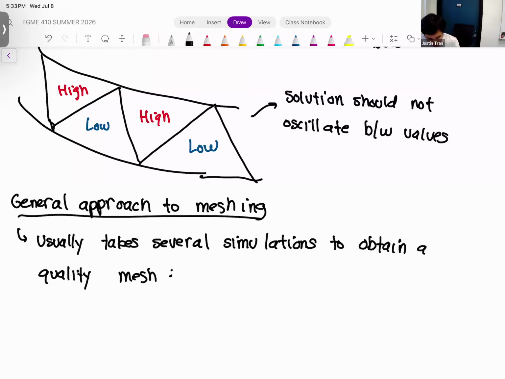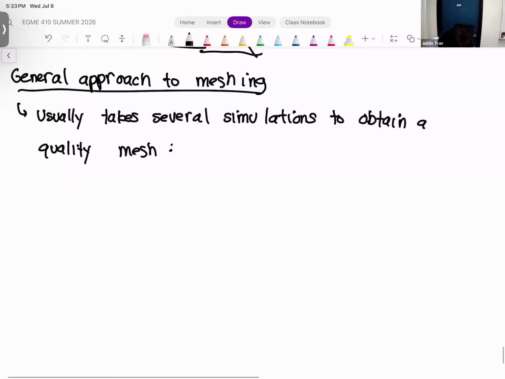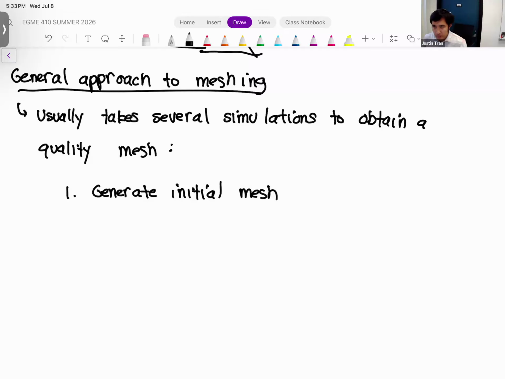Okay. So generally the approach is the following. Step 1. Having a tool like ANSYS helps out a lot because you can do all of this within the graphical user interface, and it's usually very straightforward. Step 1 is always to generate an initial mesh. You don't have to do anything special for the initial mesh, so you can just go with the default settings within ANSYS itself, just because we need a mesh to at least run a simulation.